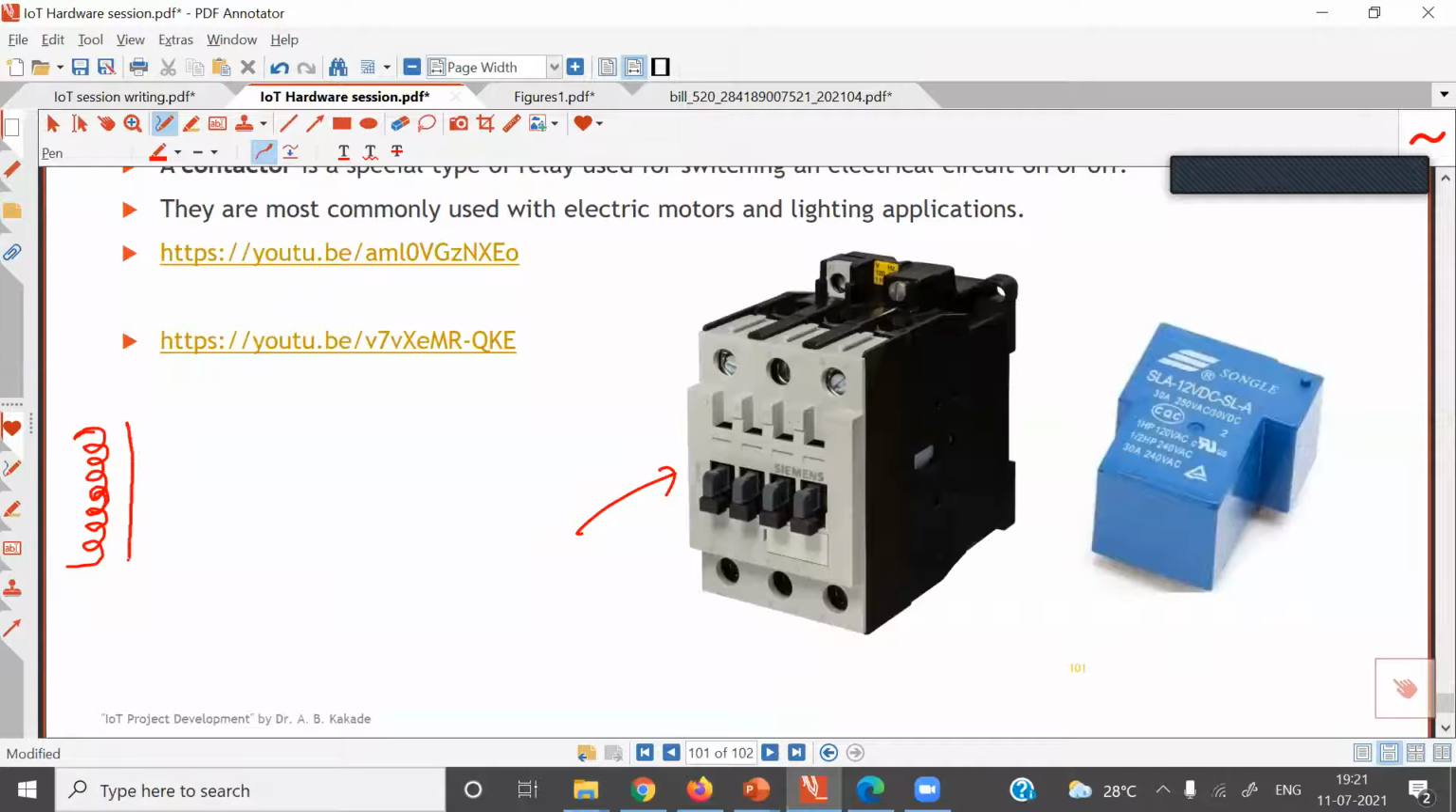I am showing here the symbol of a relay. An SPDT relay has three contacts, three terminals here. One is the common terminal, another one is normally closed, and the third one is normally open. The common terminal is always connected to the NC terminal when the relay is in the off condition. When voltage is applied to the relay coil, this common terminal gets connected to NO.